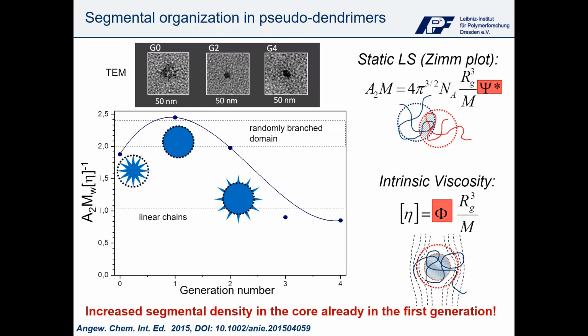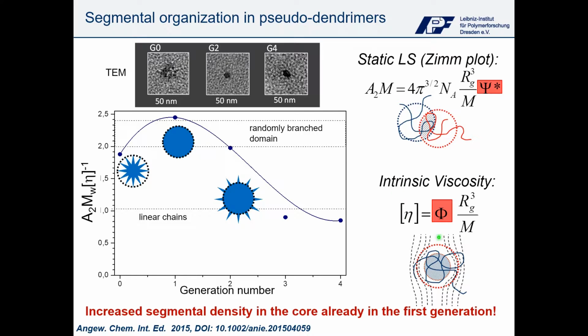In order to understand this behavior, we used static light scattering and intrinsic viscosity. Static light scattering, and particularly the analysis of the Zimm plot, can give us three values: the molar mass, the radius of gyration, but also the second virial coefficient. And the second virial coefficient is directly coupled to the interaction between the segments within one macromolecule. Therefore, it can also be described with this equation in which the interpenetration parameter is taken into account.